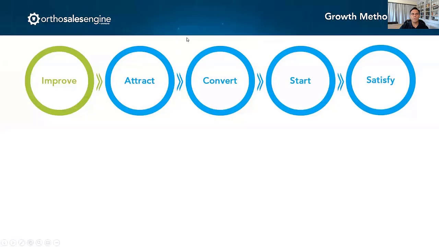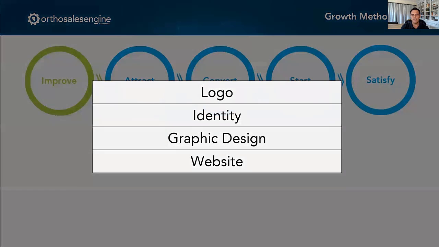So when you're working with us, this is our methodology that we use to make and grow practices. We call it our growth methodology. So first you start with improving the brand if it needs it. This involves things like improving the logo. Is your logo 20 years old and it was never that good in the first place? It might be time to improve it. Does it really work for your audience?